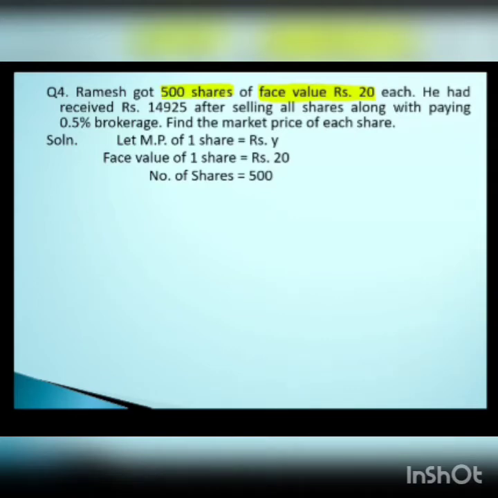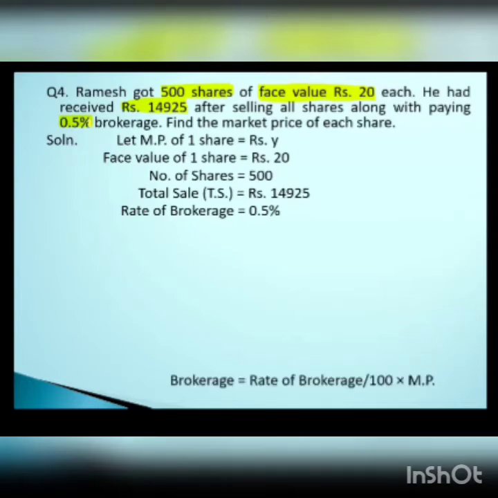Okay. Total sale. Total sale is given to be rupees 14,925. Alright. Rate of brokerage कितना है? 0.5 percentage. The rate of brokerage is 0.5 percentage.